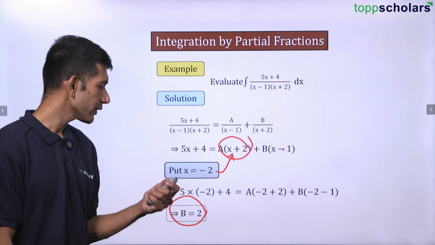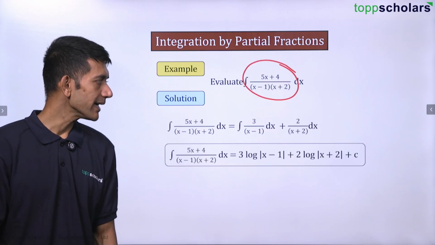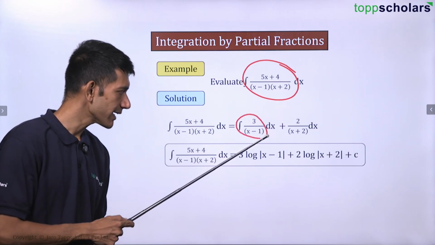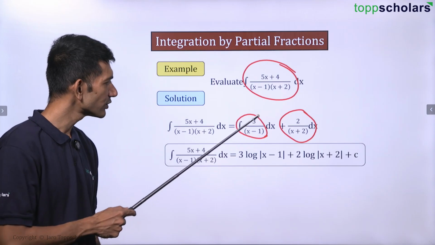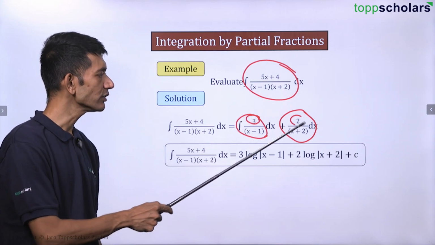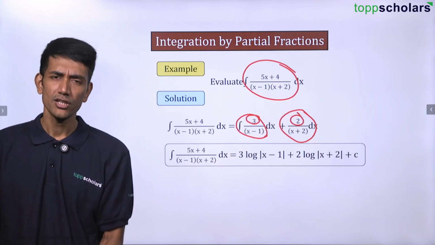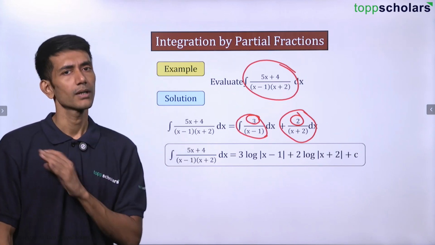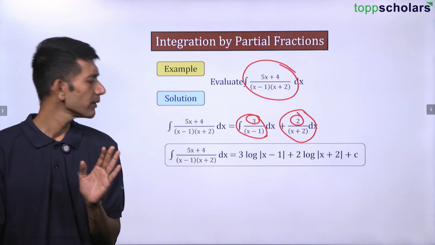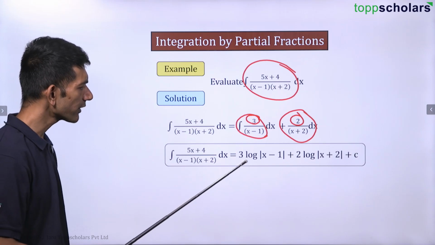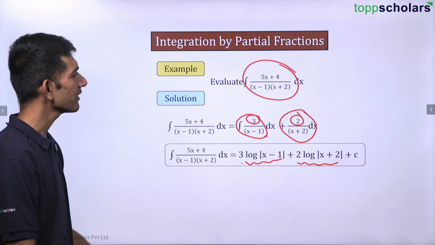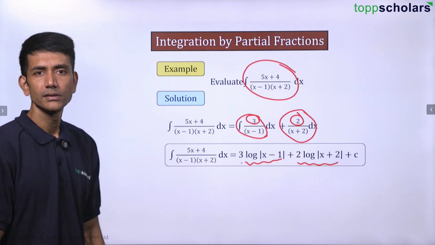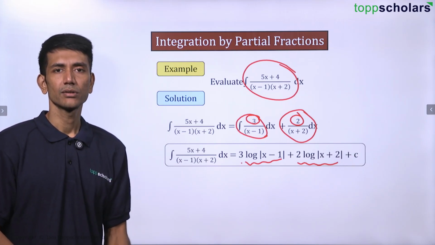You got the value of a, you got the value of b. So a by x minus 1 plus b by x plus 2. The value of a was 3, the value of b was 2. We have just put the values here. I hope this part is clear and simple. So we get 3 log of x minus 1 plus 2 log of x plus 2 plus c, and that is your final answer. I hope all of you are understanding this.